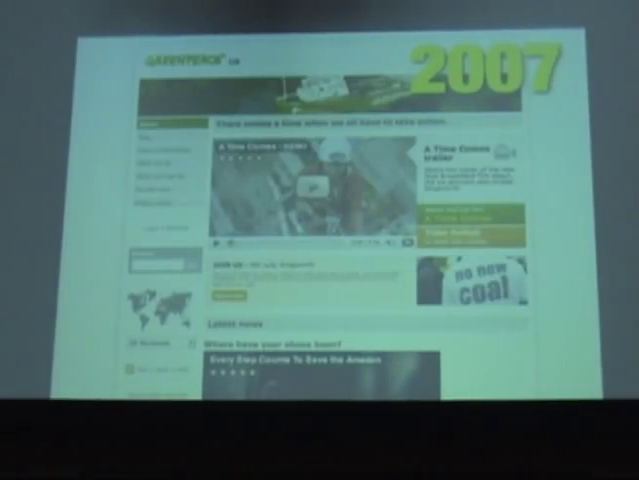Things started to really pick up in 2007. We had Greenpeace: Drupal, idealistic, socialist, free software, Greenpeace, it's perfect. The hippies love Drupal, and we love Greenpeace. And so that launched in 2007.